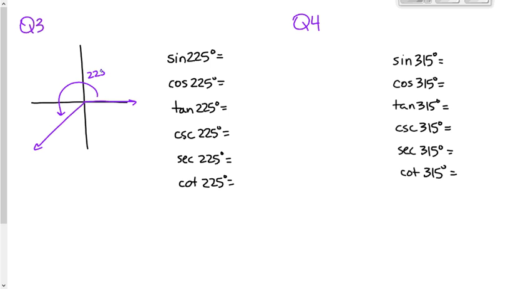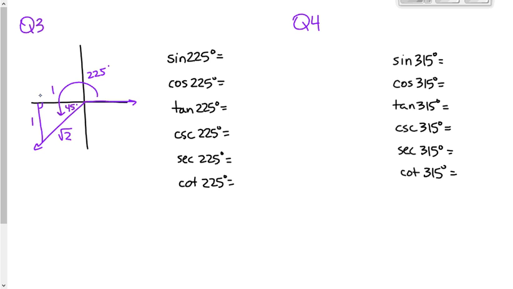But to find the exact values for 225, you're going to use your reference triangle, and hopefully you realize that you have a 45-degree angle in it because going around half a circle is 180. Add another 45 to that, you get 225. So once you realize that you have a 45, 45, 90 triangle, you can label the legs with 1 and 1 and the hypotenuse with square root 2.